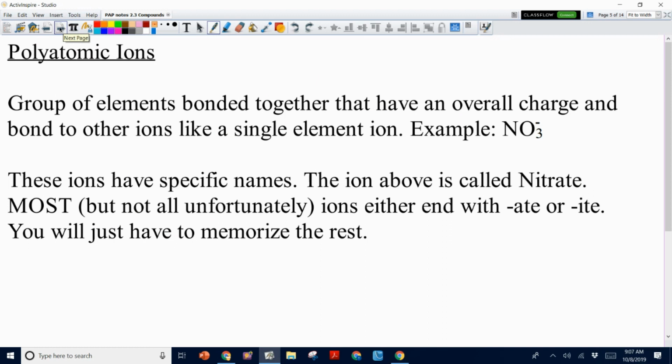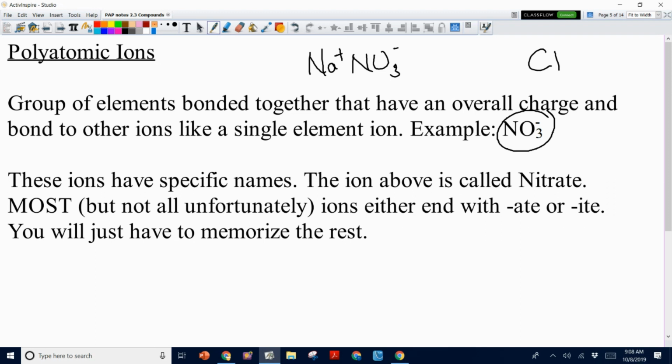All right, so let's write down the definition of polyatomic ions. So go ahead and pause. All right, a polyatomic ion is a group of elements that's bonded together that have an overall charge and that bonds to other ions like it would be a single element ion. NO3 is a polyatomic ion. It's two elements, nitrogen and oxygen, that have bonded together, and the overall charge is a -1. And it acts just like chlorine in our previous example of sodium chloride. Since it has a -1 charge, it will act exactly like chlorine. So we could bond sodium, which has a +1 charge, with nitrate, NO3, that has a -1 charge. And so this would be sodium nitrate.